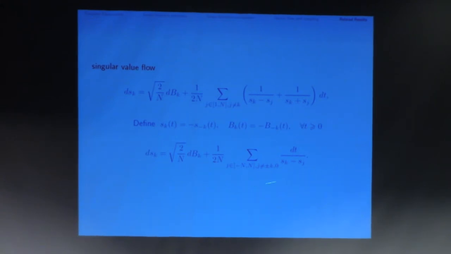It's almost like Dyson Brownian motion, except that each object doesn't interact with its mirror image. So here you look at the summation. This index j, of course, there's no index zero, and also this index j cannot interact with plus or minus k, because you don't interact with your mirror image. Many of the results we talked about for the eigenvalues, since these dynamics and the Dyson Brownian motion are fairly close to each other, one can translate into the singular values as well. All right, so this is one other example of dynamics.